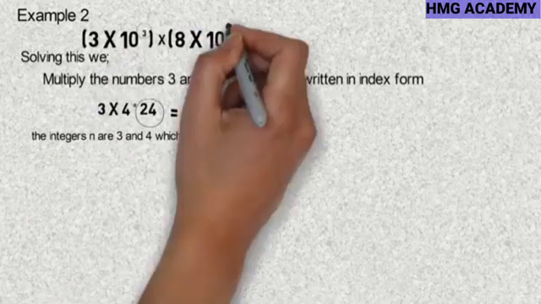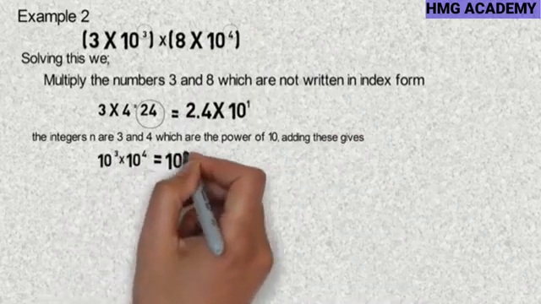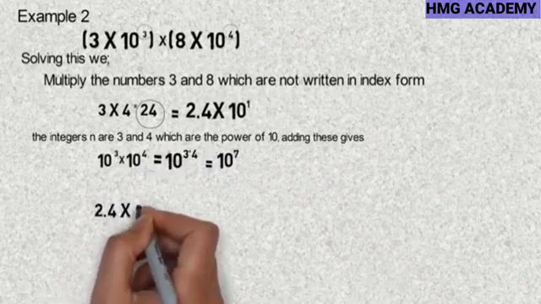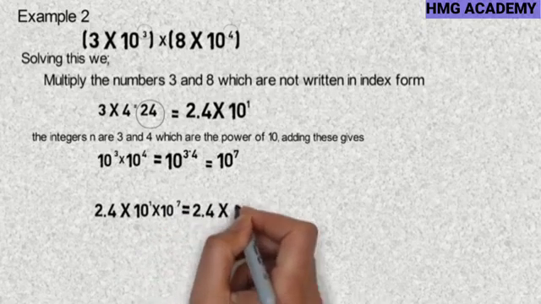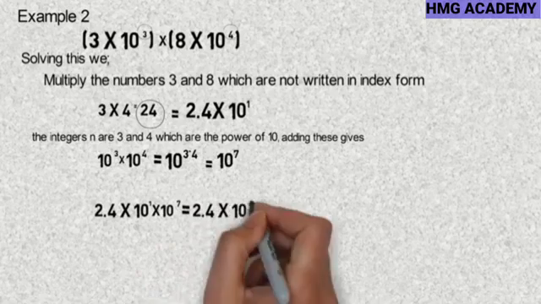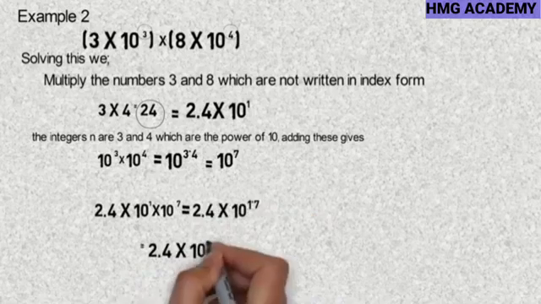Going further, we deal with our given indices 3 and 4. So we add these, which gives us 7. So this leads us to 2.4 times 10 raised to power 1 times 10 raised to power 7, which will now give us 2.4 times 10 raised to power 1 plus 7, which makes our final answer to be 2.4 times 10 raised to power 8.